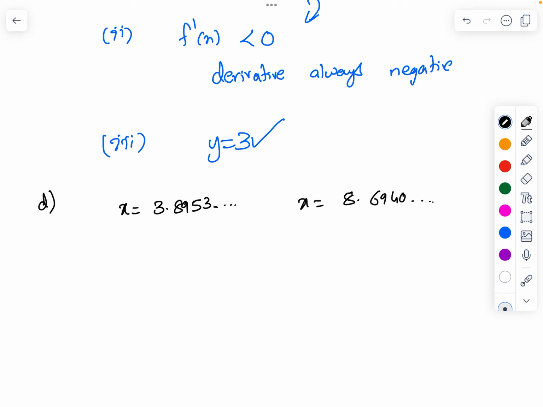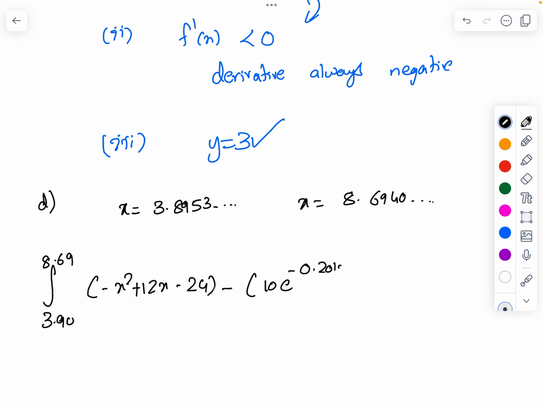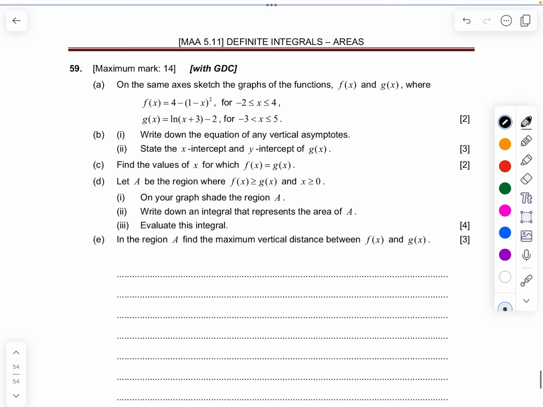Now area is upper curve minus lower curve. So from 3.90 till 8.69, the upper curve is the x minus x square plus 12x minus 24, minus the lower curve, 10 e to the power of minus 0.201x plus 3, dx. You can use the GDC to get that answer. 19.5 is going to be the answer.